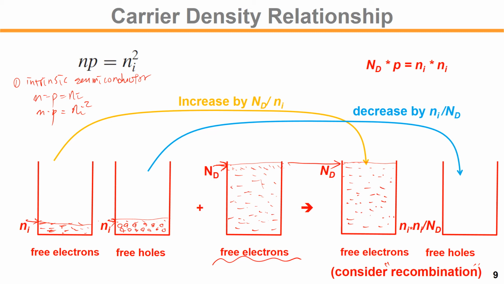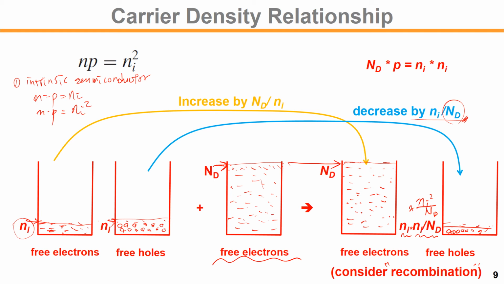Now the number of free holes will not be completely zero. We get more electrons there, so holes have a higher chance of being recombined. So the remaining number of free holes would decrease by Ni over Nd. Previously we had Ni electrons, but now we have Nd electrons. So the number of holes goes from Ni to Ni times Ni over Nd.